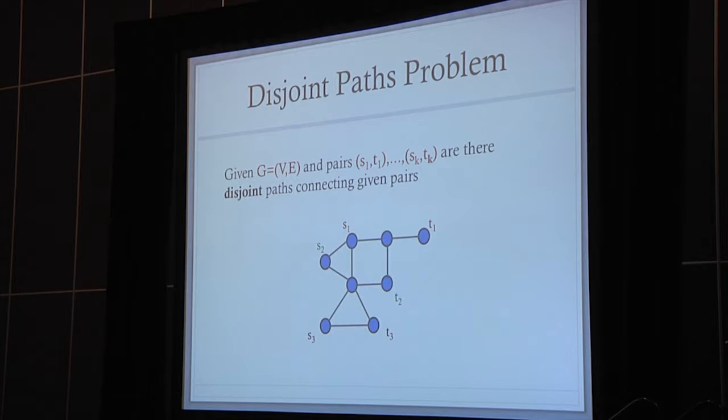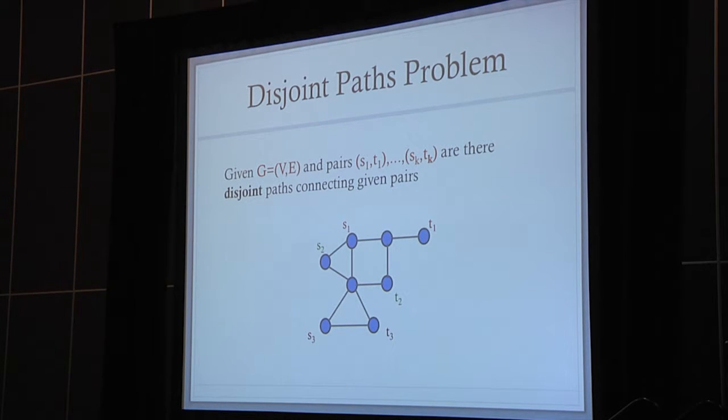And now let me tell you a very important problem for me called the disjoint path problem. Okay? So what is this problem? I give you a graph, and I give you some pairs of vertices that I want to connect or route in the graph. So I give you a graph, and S1, T1, S2, T2, and S3, T3. And I want to know, are there paths in the graph that connect these guys?